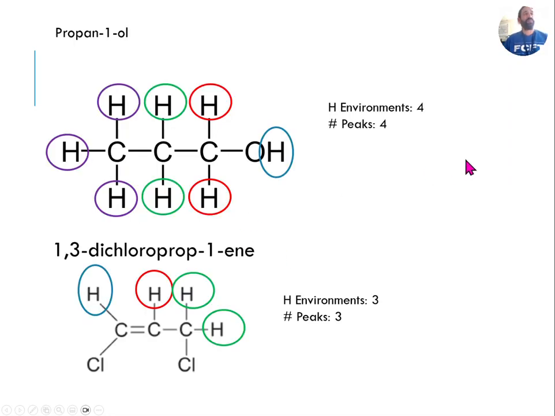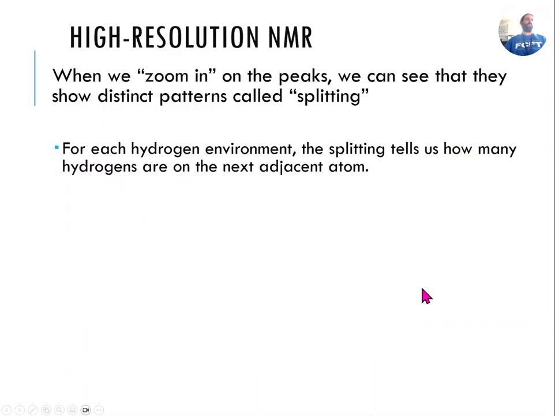So if we go back to the previous slide, we can determine the integration trace. For propan-1-ol, it'll be 1 to 2 to 2 to 3, because there's 1 hydrogen in the blue environment, 2 in the red, 2 in the green, and 3 in the purple. For 1,3-dichloropropene, for the 3 peaks, the integration trace will be 1 to 1 to 2. 1 in the blue environment, 1 in the red environment, and 2 in the green environment.